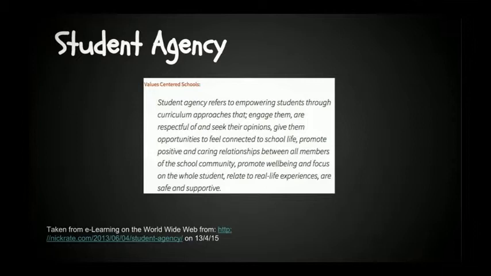It's talking about the fact that student agency refers to empowering students through curriculum approaches that engage them, are respectful of and seek their opinions, give them opportunities to feel connected to school life, promote positive and caring relationships between all members of the school community, promote well-being and focus on the whole student, relate to real-life experiences and are safe and supportive. So where can we go to find something that's going to help us to build all this in our learning environments, because we know how important all these things are already.